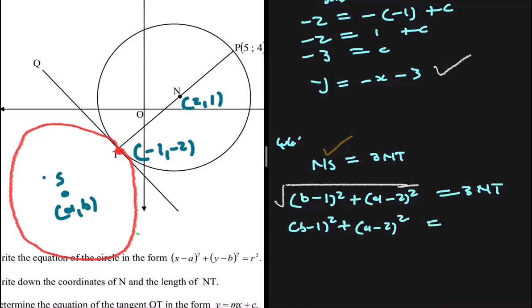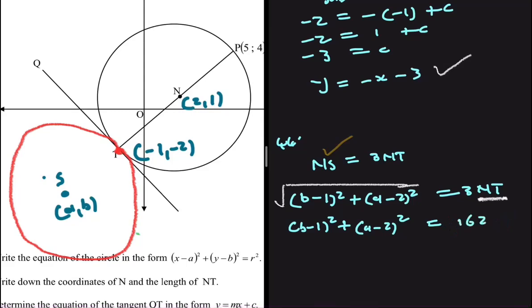We actually know the value of NT because NT is the radius of the circle we started with, and that is square root of 18. So here we are essentially squaring 3 multiplied by square root of 18. If we square that, we should get 162. So let's just put that there.